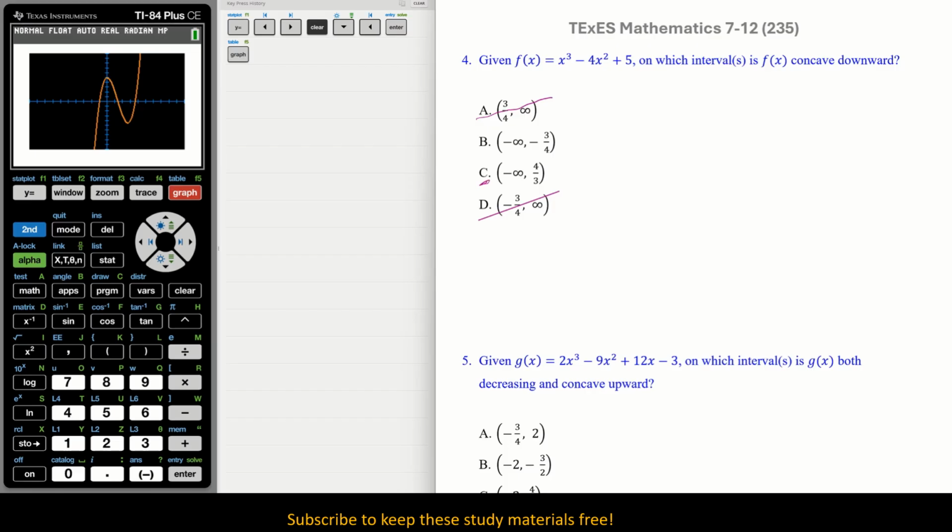Now, option B is showing a negative situation. Well, what they're trying to say is, that may be on the other side over here, but that's not what our graph is showing. It simply isn't showing.